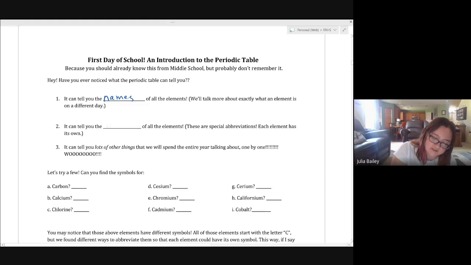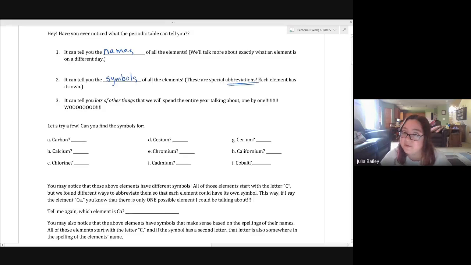The periodic table can also tell you the symbols of all the elements. These are special abbreviations. Each element has its own abbreviation. The periodic table can also tell you a lot of other things, and we're going to spend this entire year talking about those one by one. Yay. Let's try a few.